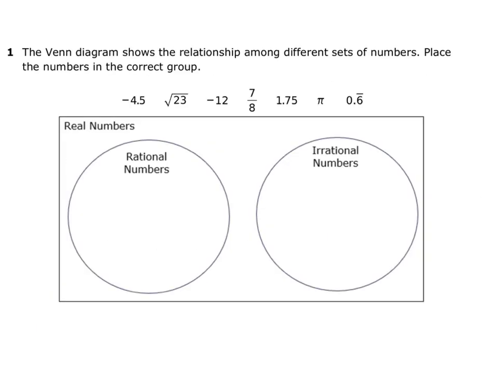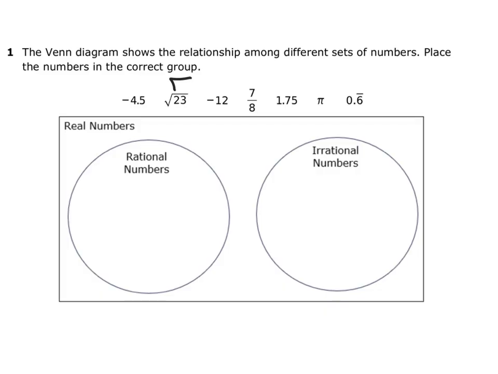All right, let's practice. The diagram shows the relationship among different sets of numbers. Place the numbers in the correct group. The first thing that I want to do is analyze these numbers and see, are any of them maybe integers in disguise? Let me think. Could there be the square root of 23? Is there a number that I could multiply by itself to get 23? Not an integer, right?